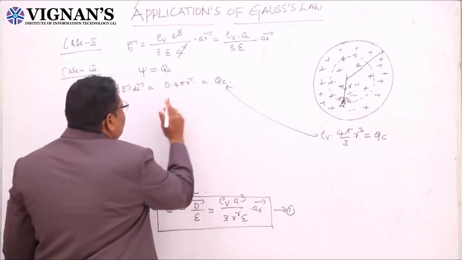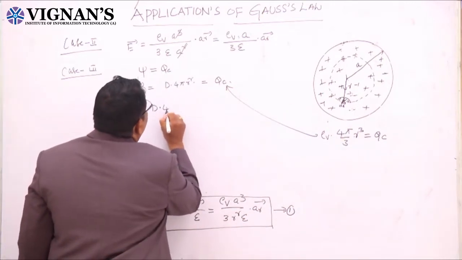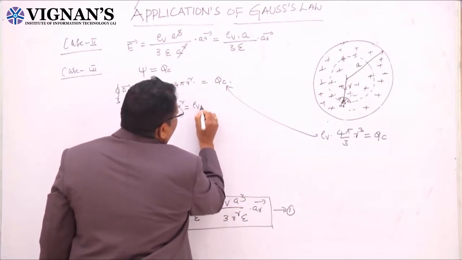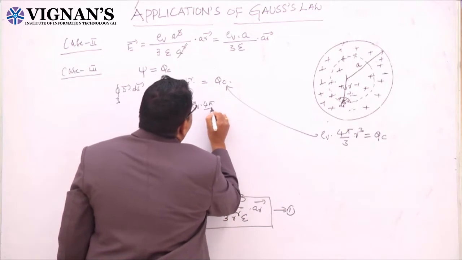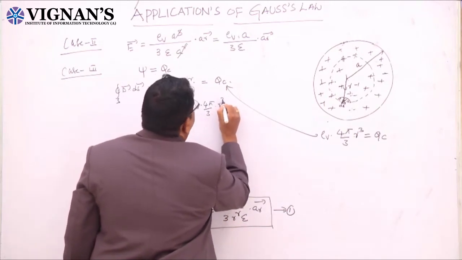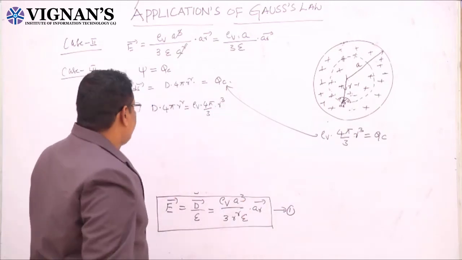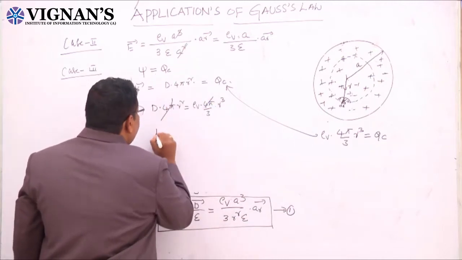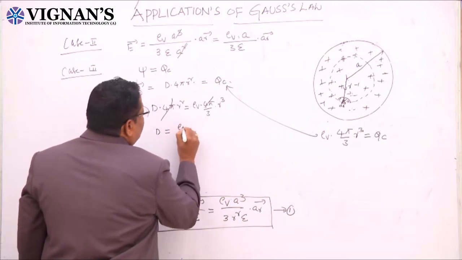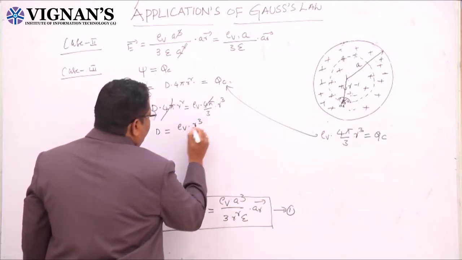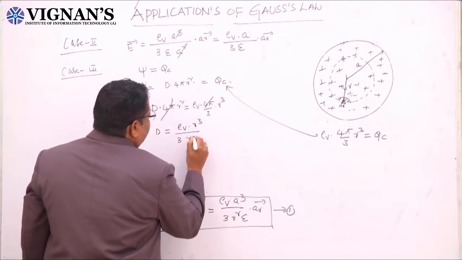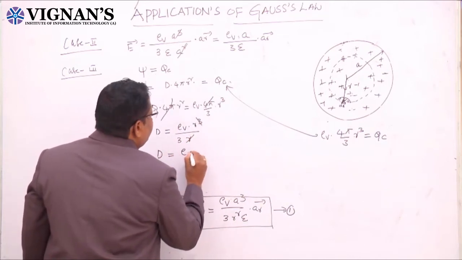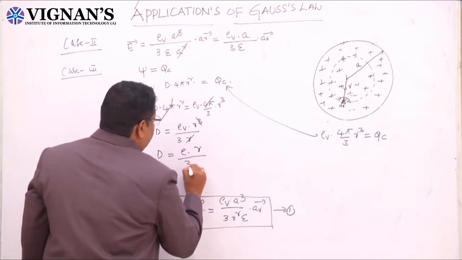Whenever you substitute this value, D into 4 pi r square equals rho_v into 4 pi by 3 r cube. The 4 pi gets cancelled. Now you find D equals rho_v into r cube by 3 r square. This gets cancelled. Now D equals rho_v into r by 3.